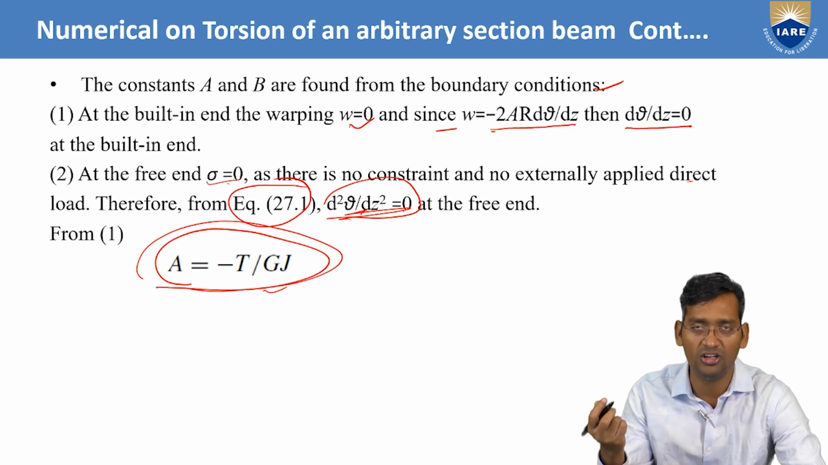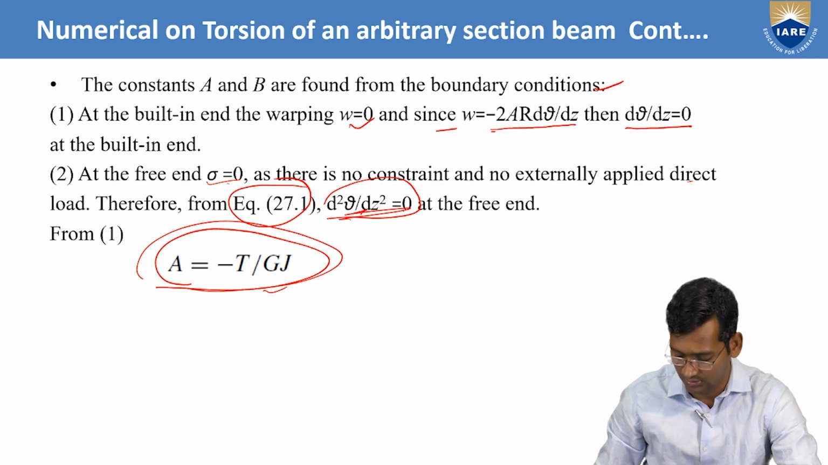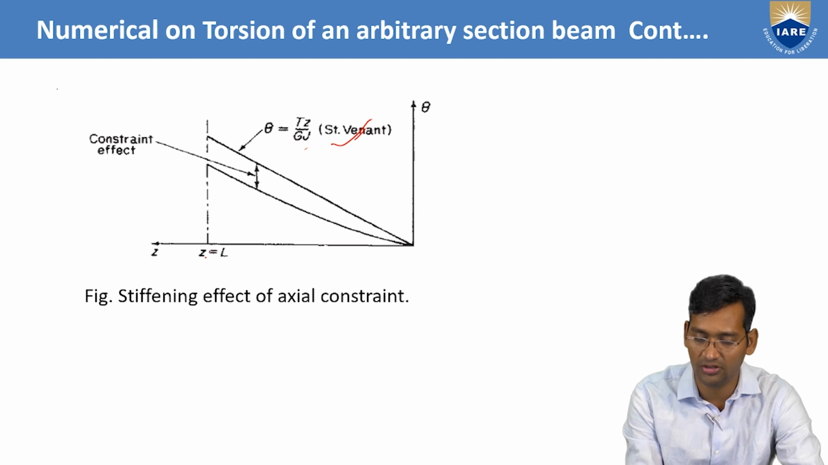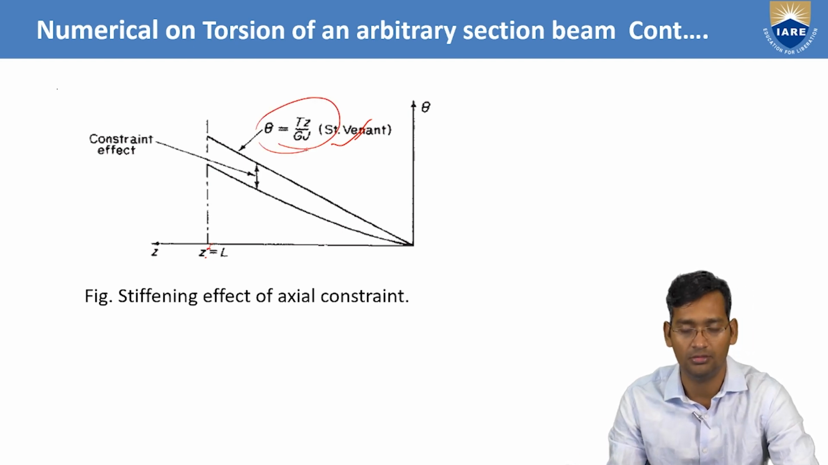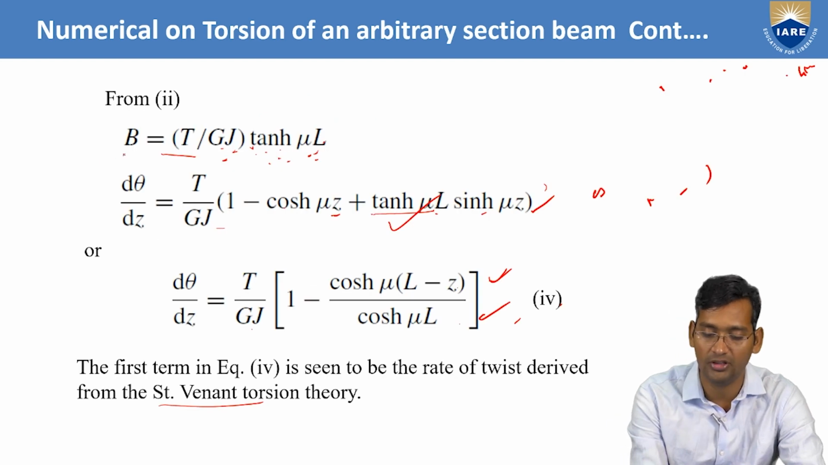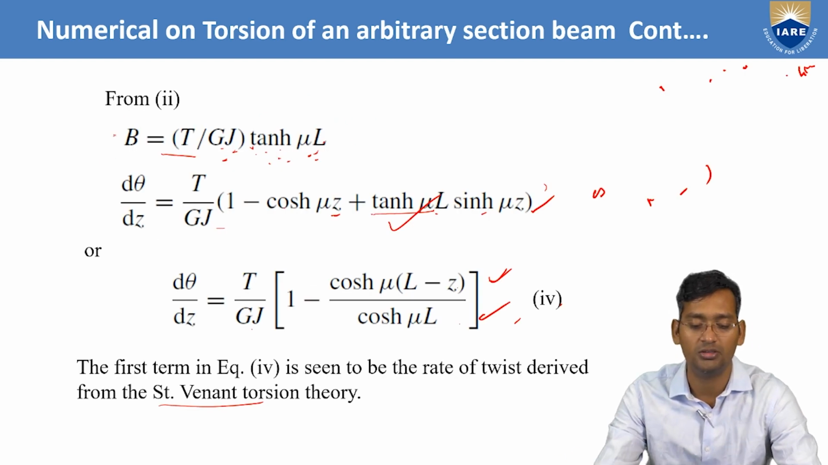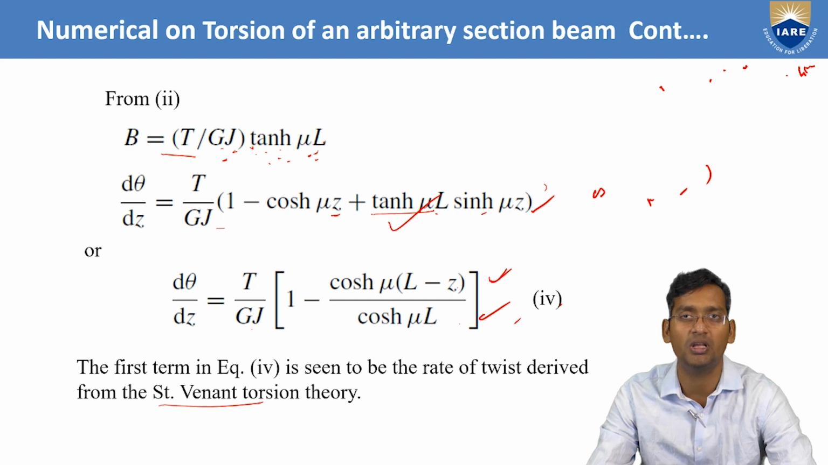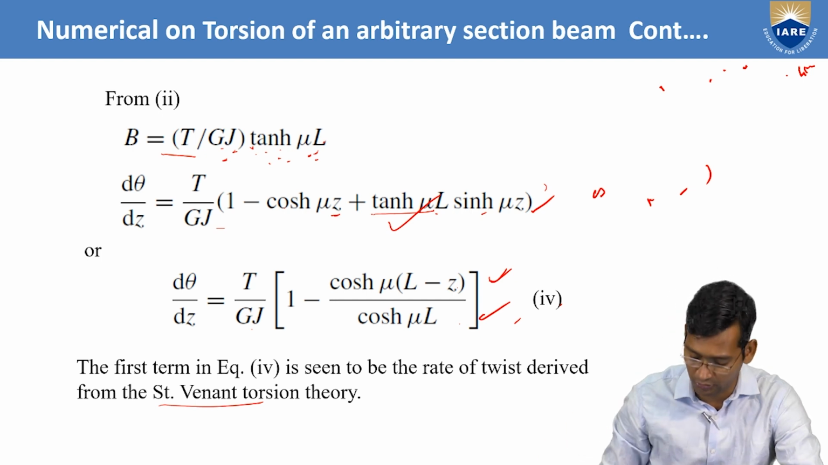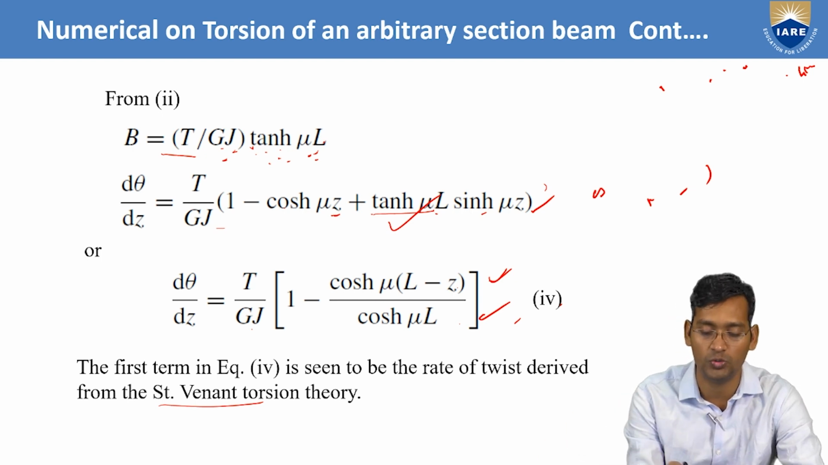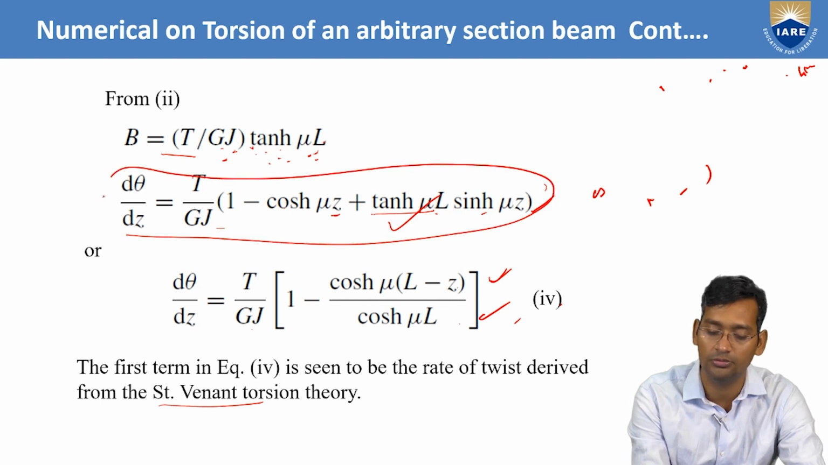Okay. Then the second boundary condition, when z is equal to L. Right. So apply that second boundary condition here, z equals L, and theta is Tj by Gz. Apply that one. Right. After that, B equals what you will get: T by Gj into tan mu L. Now substitute the value where? In the rate of twist equation. So after that, finally you will get this one.